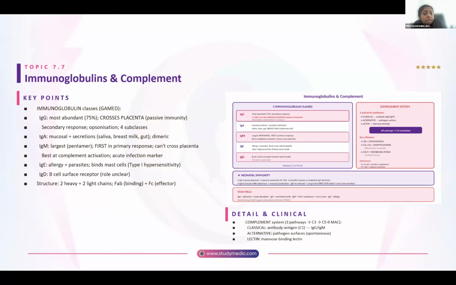Now, coming to neonatal immunity. What happens in neonatal immunity? The IgG is the one that crosses the placenta, and this provides passive immunity for the first 6 months. And this wanes as the maternal IgG declines. Now coming to IgA, IgA is present in the breast milk and colostrum, and this gives you mucosal protection. IgM in the neonate, especially in congenital infection, doesn't cross from the mother. So when the baby is having IgM, remember we are dealing with congenital infection and there is no immunity there.